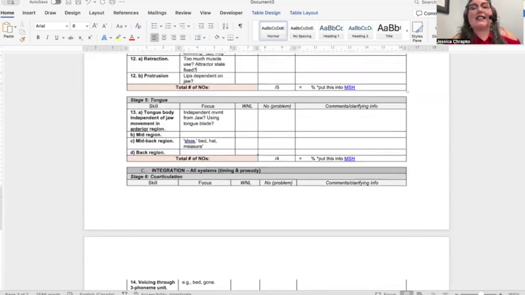Stage 5 is the tongue, and that is the forward and backwards plane of movement. So we look at the tip of the tongue, the mid region, the mid back region, and the back region.